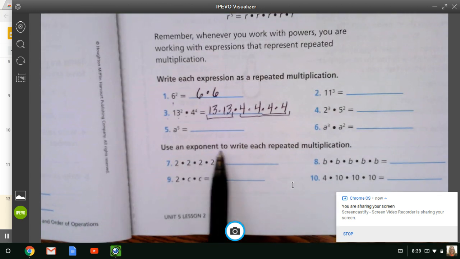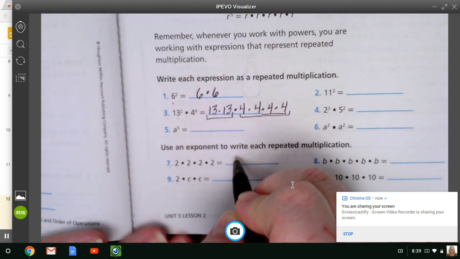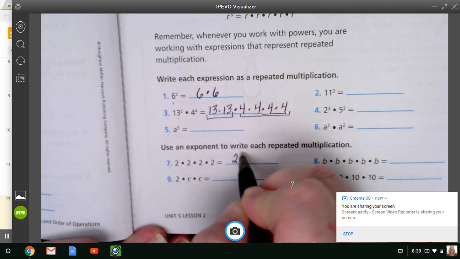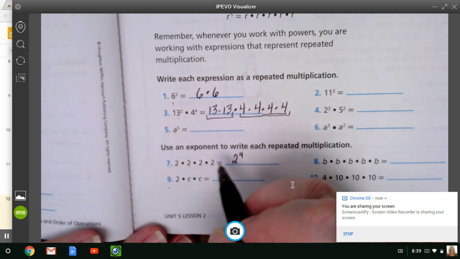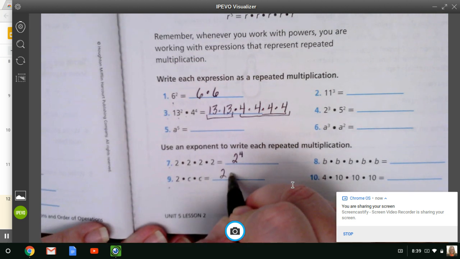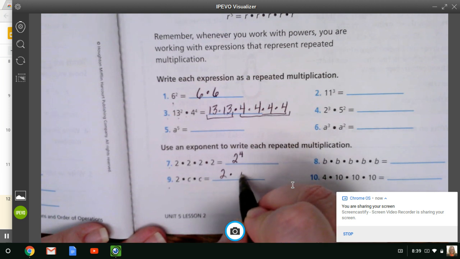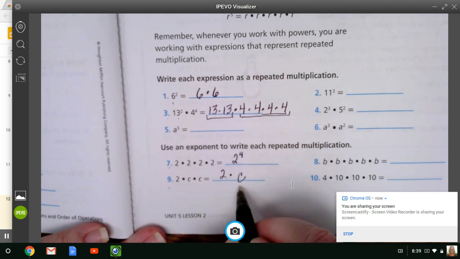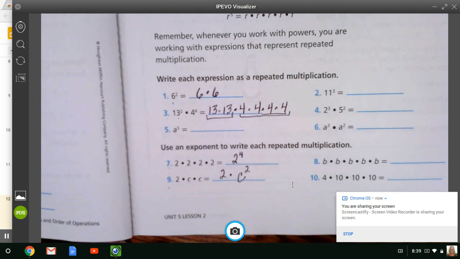Down here it says use an exponent to write each repeated multiplication problem. So here we would have 2 raised to the power of 4. For number 9, you would have 2 times, because it's just 1, 2, c, your variable gets written as the base, right? So c twice is c raised to the power of 2.